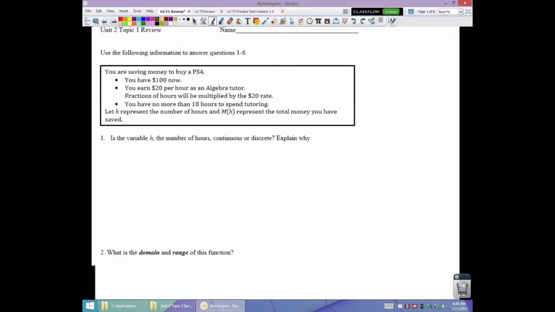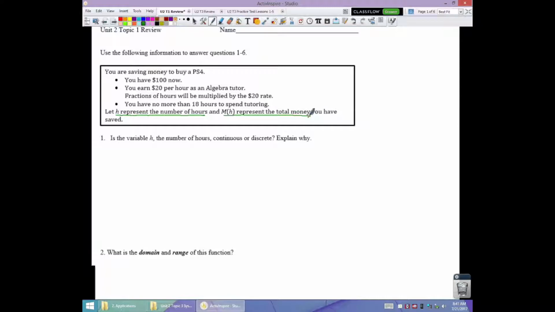What that means is that you don't have to tutor for whole hours. You can tutor for a part of an hour. And you have no more than 18 hours to spend tutoring. So H, here's our let statement. Let H represent the number of hours and M of H the total money.